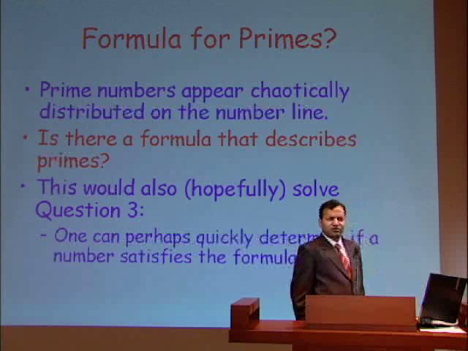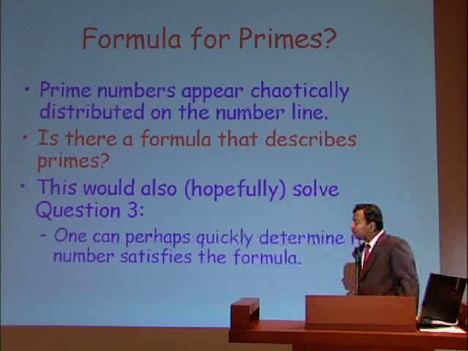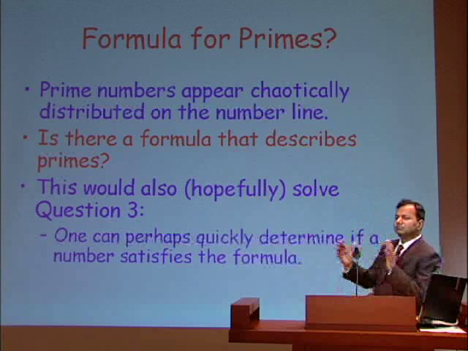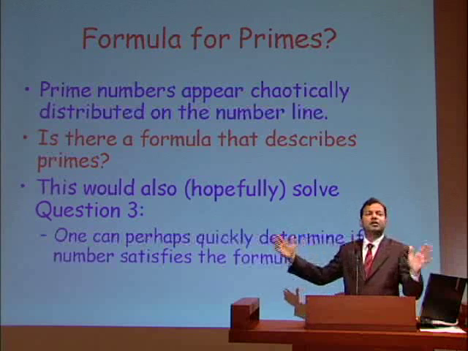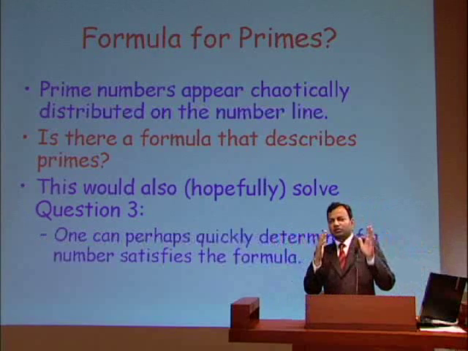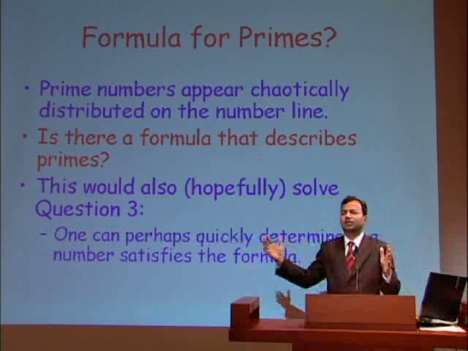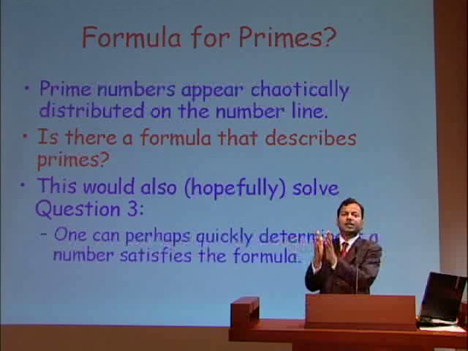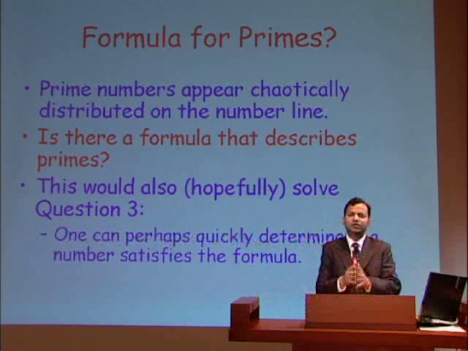So what about a formula for primes? The prime numbers, if you just look at their occurrence on the number line, at first glance appear very chaotically distributed. Sometimes they occur very close to each other, sometimes they occur very far from each other. There is no clear pattern amongst them.